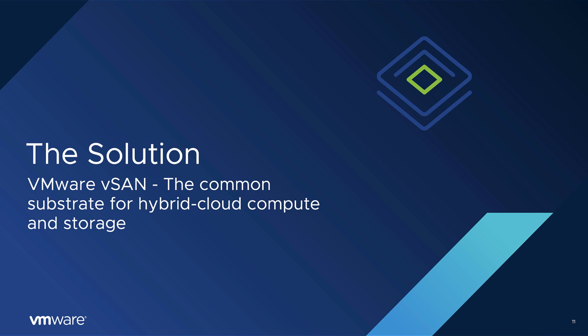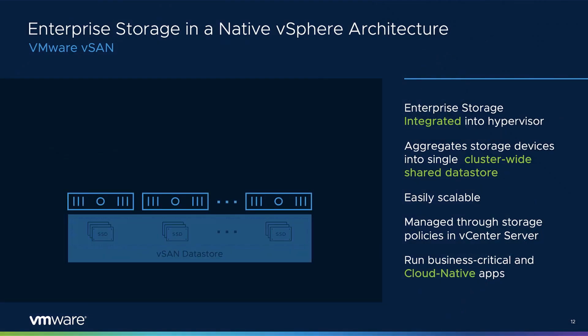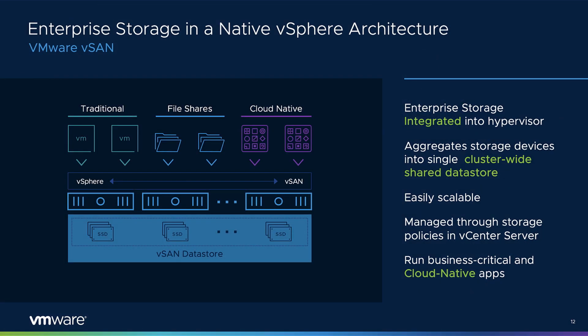Let's take a look at how and why VMware vSAN is the common substrate for a hybrid cloud environment. vSAN is VMware's software-defined storage solution built from the ground up for vSphere virtual machines. It abstracts and aggregates locally attached disks in a vSphere cluster to create a storage solution that can be provisioned and managed from vCenter. vSAN is built inside the hypervisor.